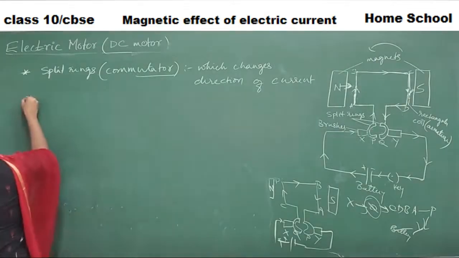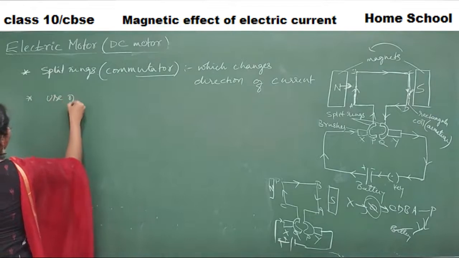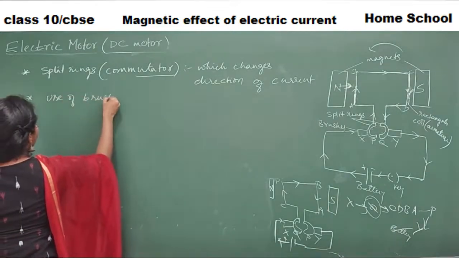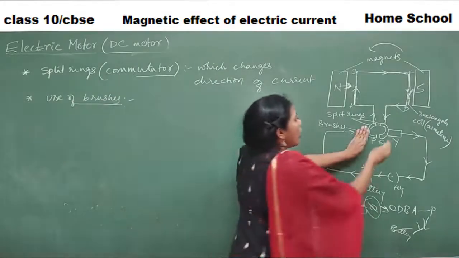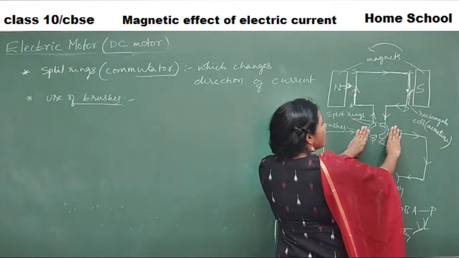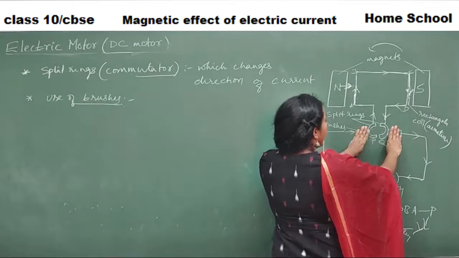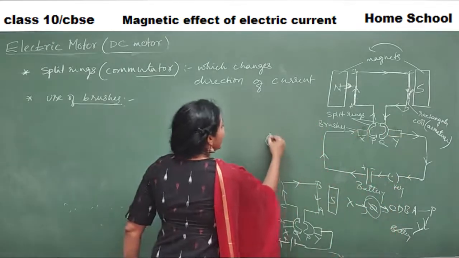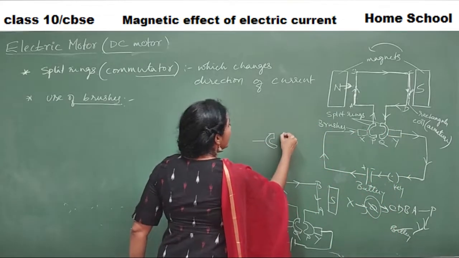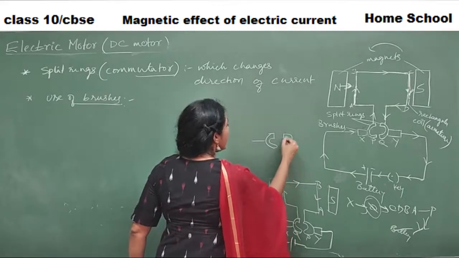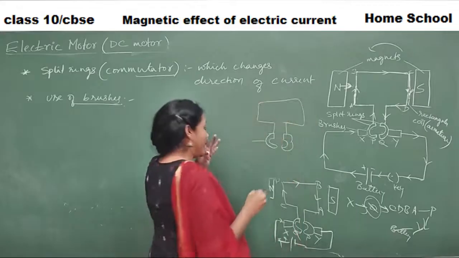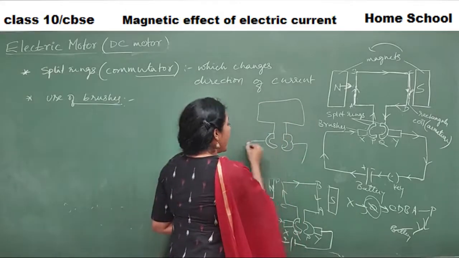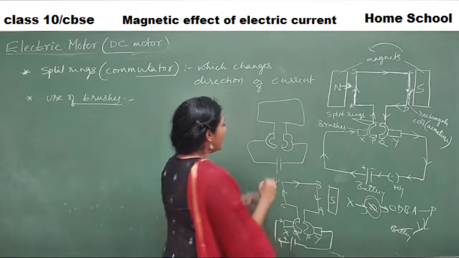Now what is the use of brushes? Imagine if these brushes were not there. Say if I have directly connected the wire to a split ring, and again the split ring is connected to a coil, right? Fine. Say if these are direct wires, what would happen?